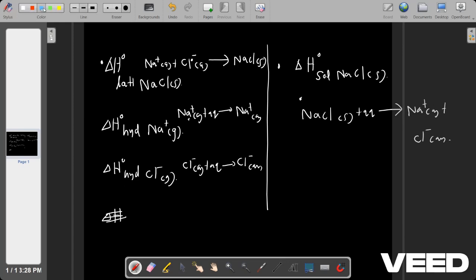Now I have given you all the equations needed. Using this, I want you to complete a cycle for solvation enthalpy. You know what a Hess cycle means, right?